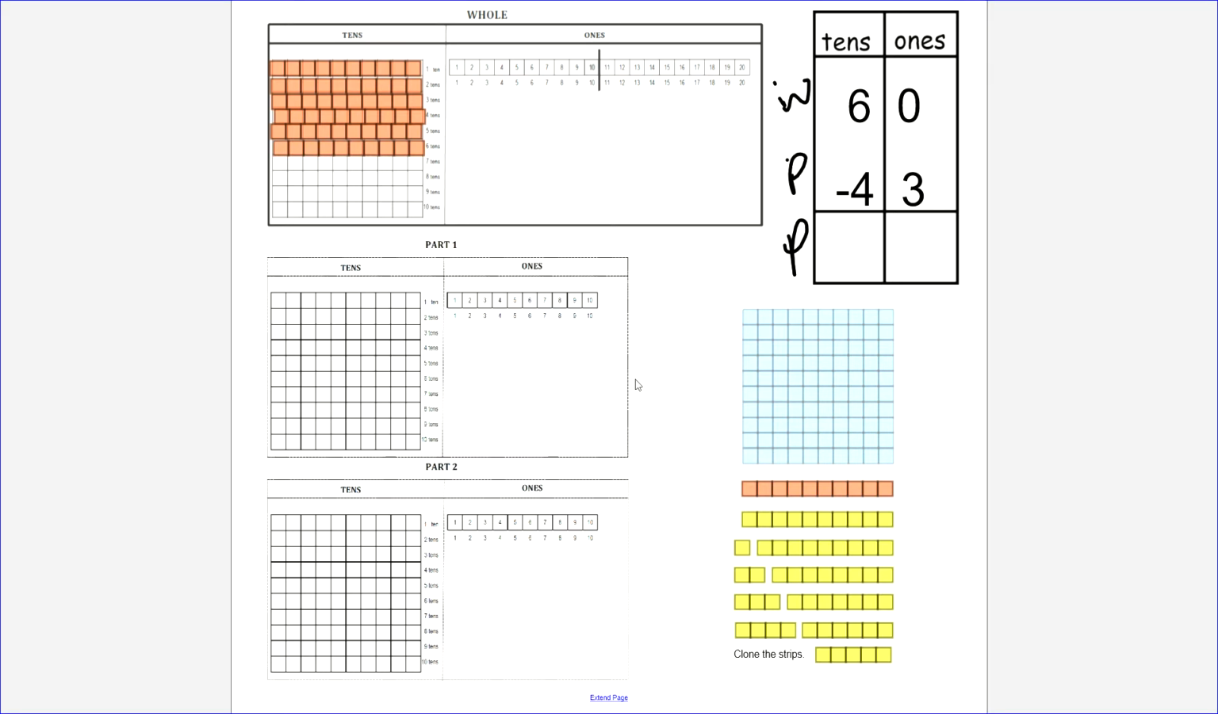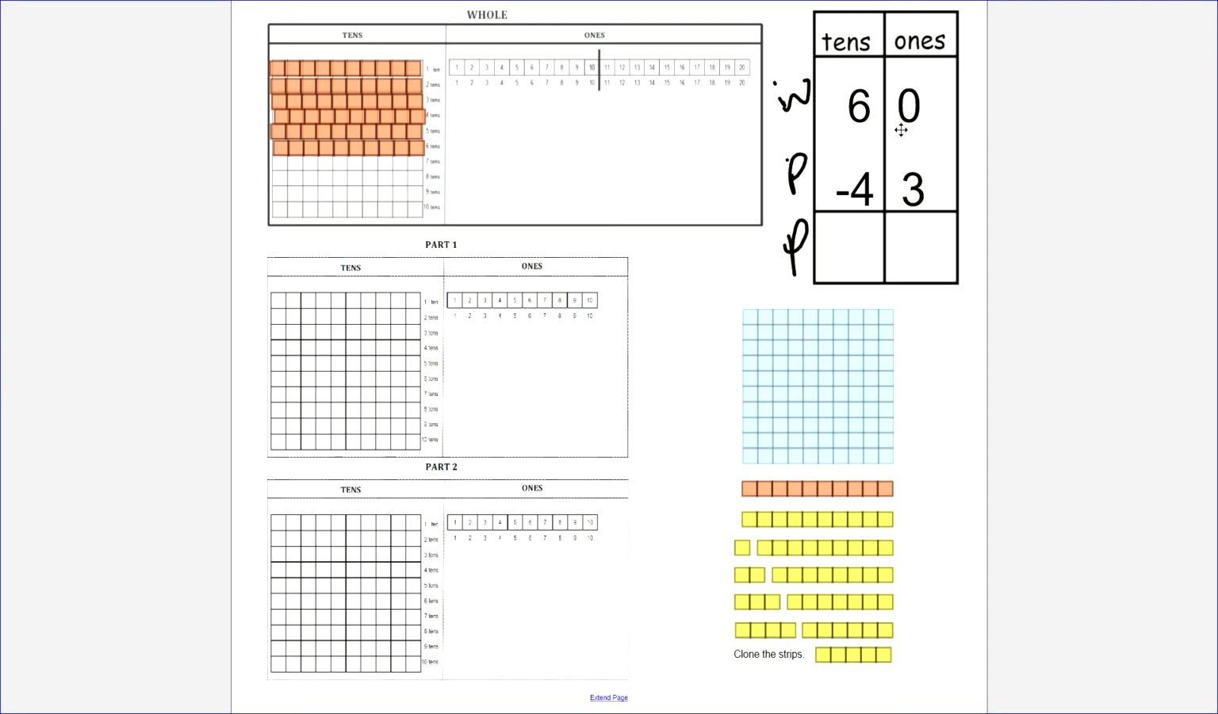There's my problem, 60. 6 tens is 60. There are 6 tens and no ones. I'll go ahead and start by subtracting in the ones place. I know that I want to solve 60 minus 43. In the whole, the ones place is 0, but the part I want to subtract is 3. 0 is less than 3, so I cannot subtract.